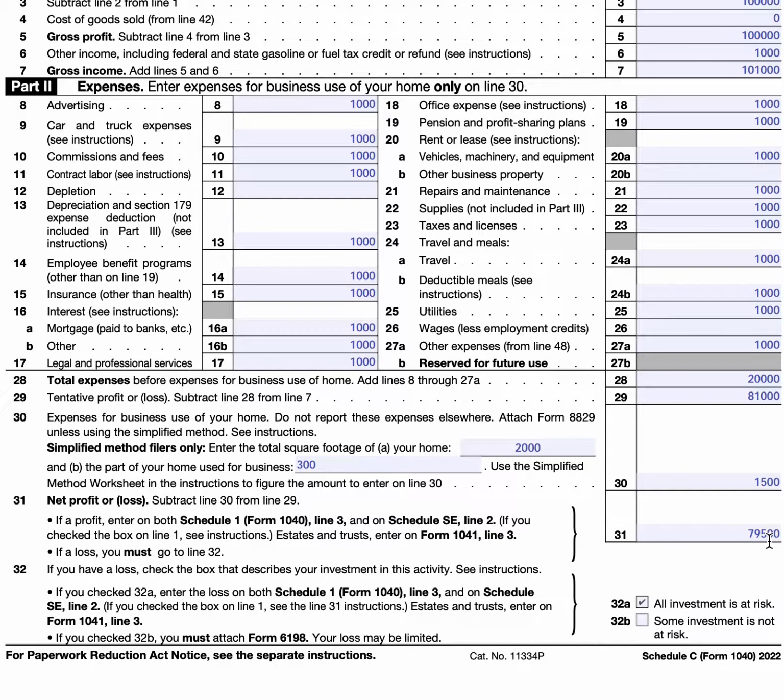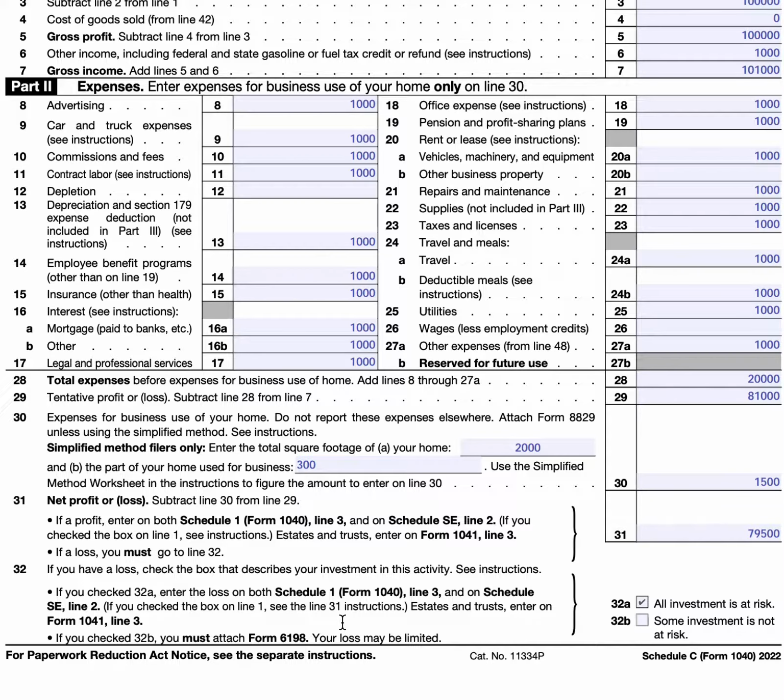We would report that as a profit on Schedule 1, line 3, and then also on Schedule SE, line 2, so that from there we could calculate self-employment tax. For estates and trusts, you would enter this information on Form 1041, line 3. If you're reporting a loss, you have to go to line 32.